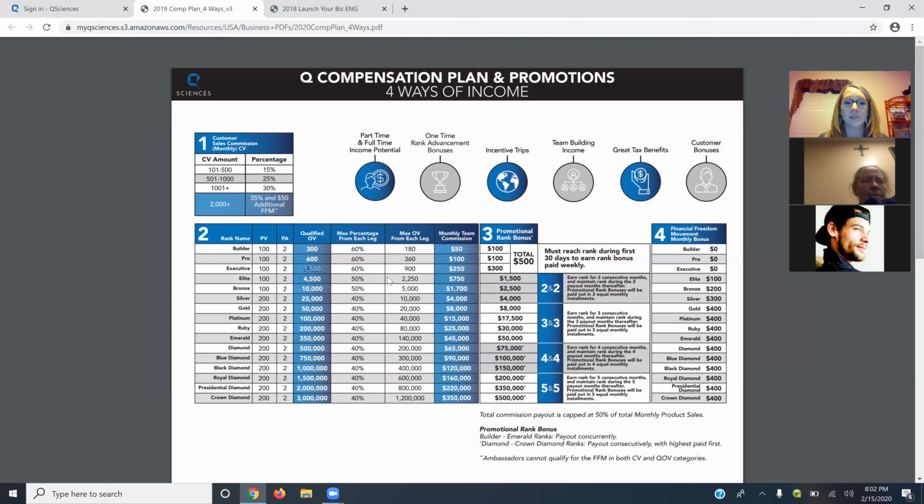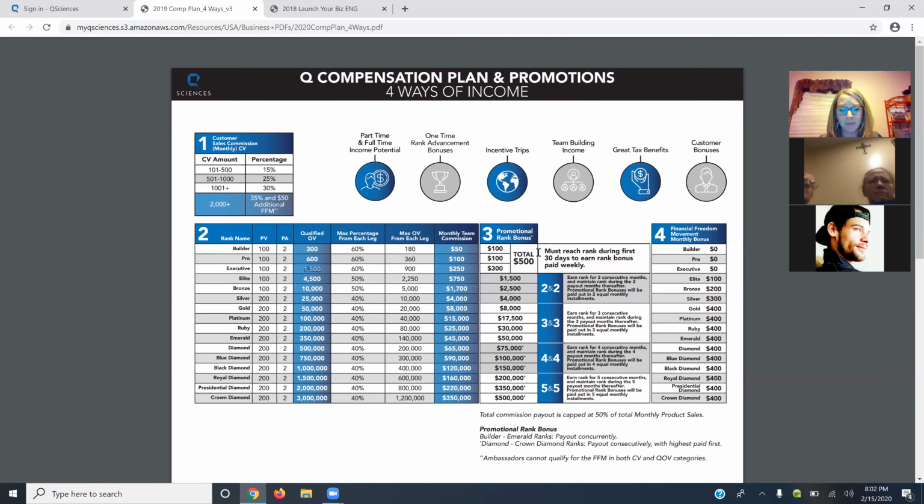So once you hit the level of executive, you get the $100 bonus that you got from hitting builder, you know, the week after, your $100 from hitting pro the week after, and then a $300 bonus when you hit executive, totaling $500 in bonuses. Now, some people are not able to do this, and if you're not, that's okay. Slow and steady wins the race too.